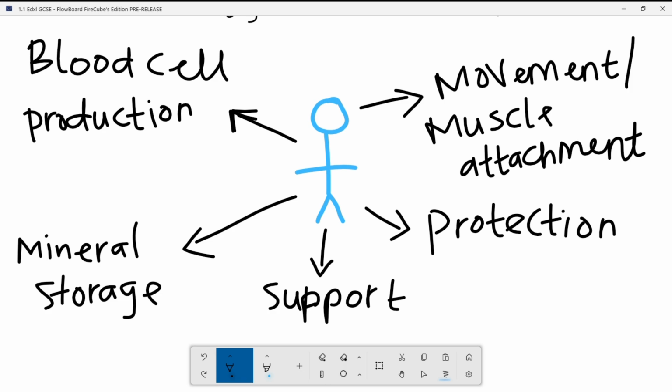Next, we have mineral storage. Your bones store calcium and phosphorus. Calcium is obviously very important for strengthening your bones, but it's also important to help you with your muscle contractions. Phosphorus, on the other hand, is also very important to help you strengthen your bones and keep them healthy.